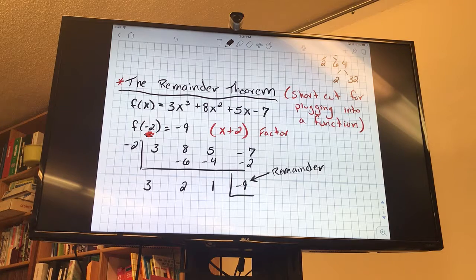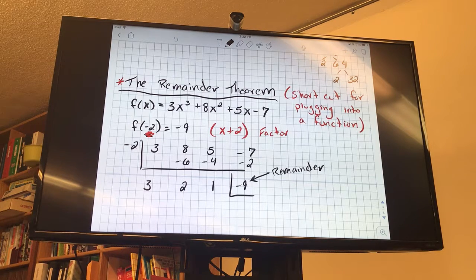So this is using the remainder theorem to find what f of something is. And you can always check it. If you plug a 2 in there, the answer would be -9. Exactly, you got -9. So it's a shortcut. It was used a lot back before graphing calculators.